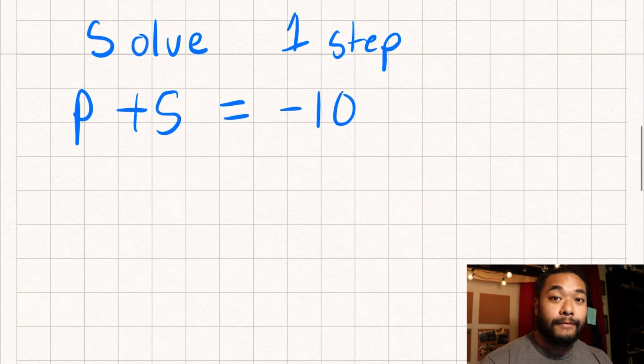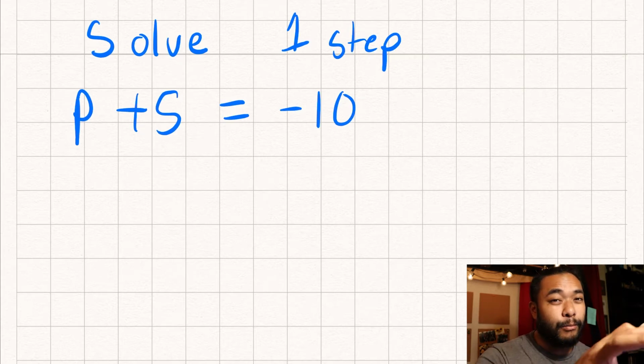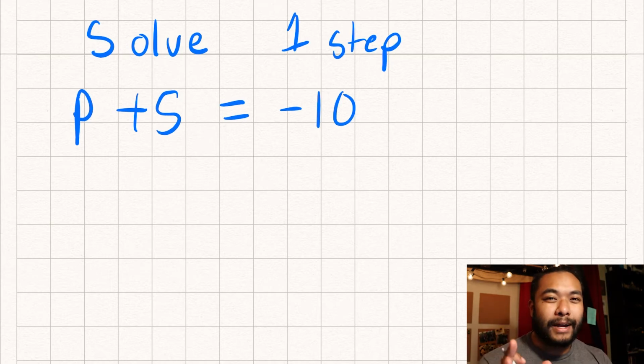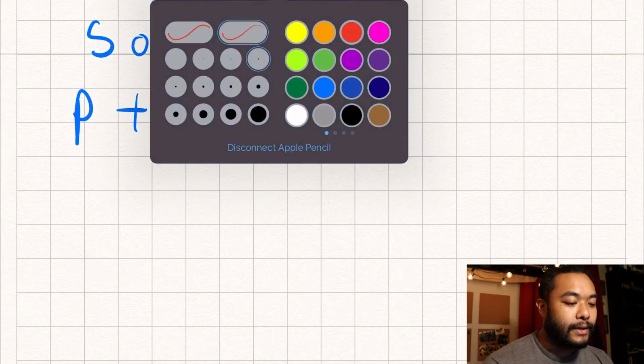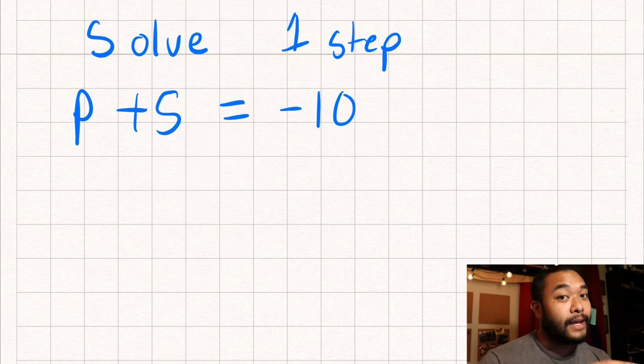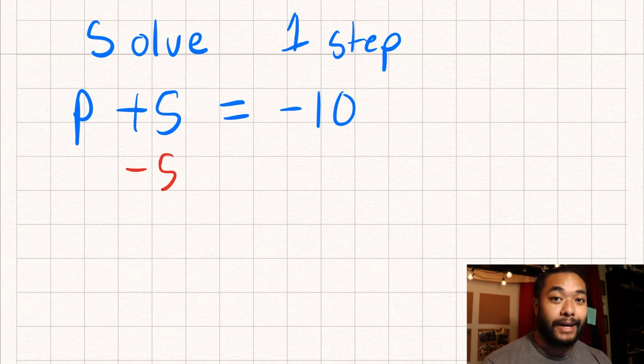So p plus 5. How do we get 5 out of there? A lot of teachers and students say we move it over to the other side, but I'd rather think of it as we're canceling 5. How do we make 5 become 0 or disappear? The best way is to do the inverse of addition. The opposite of addition is subtraction. So 5 minus 5, that'll give us 0.